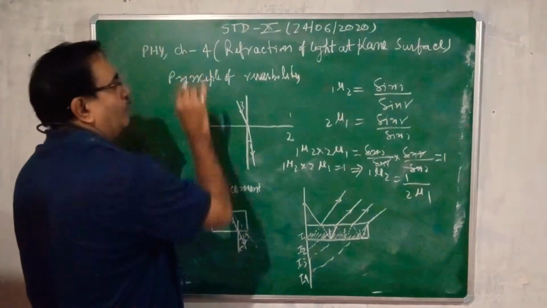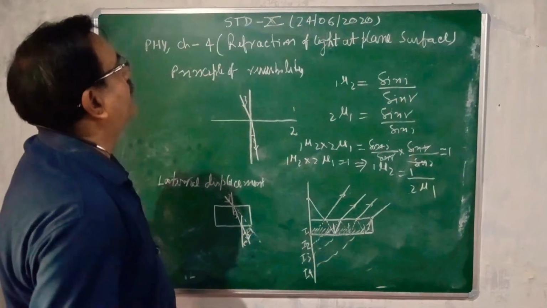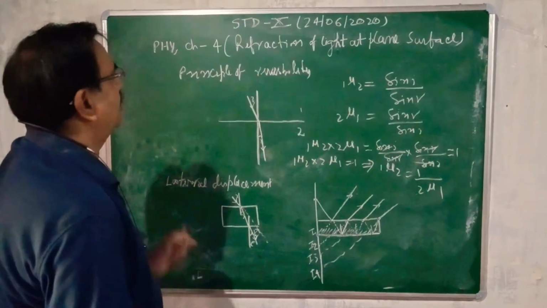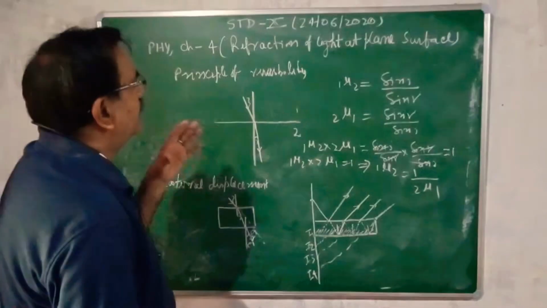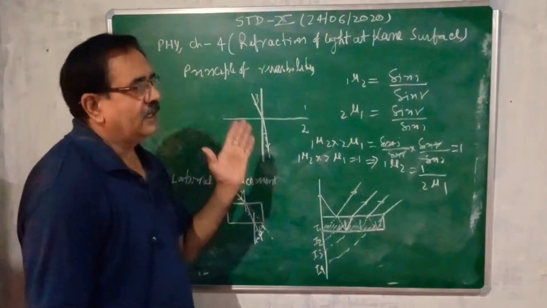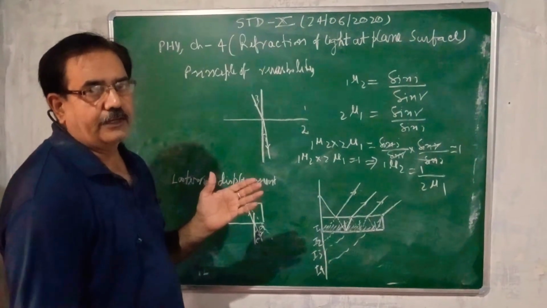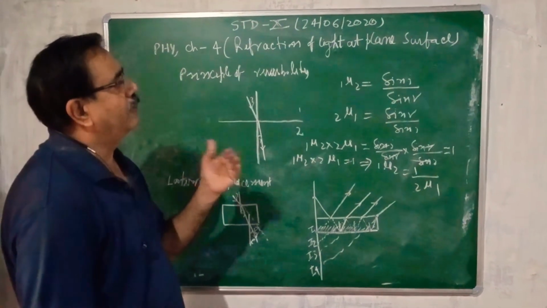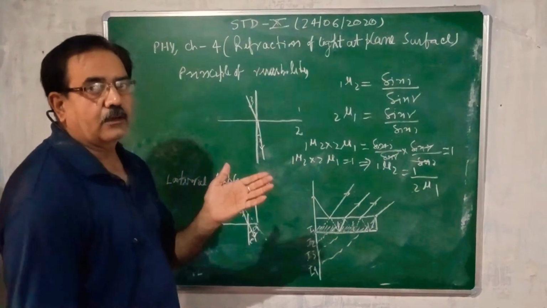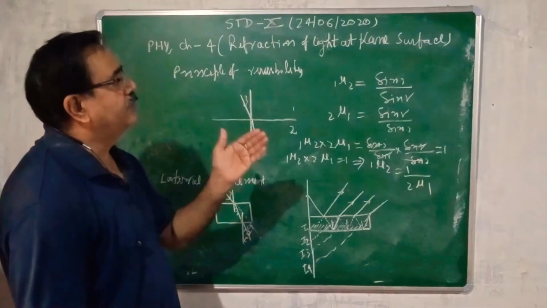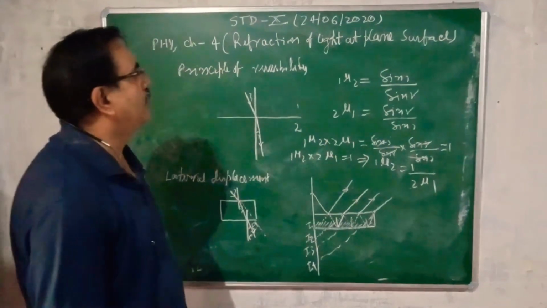Today I am going to explain the refraction of light at plane surface from chapter 4. Before that, you know Snell's law: sine i by sine r, the ratio of the sine of the angle of incidence to the sine of the angle of refraction, is a constant. Together it is known as Snell's law.